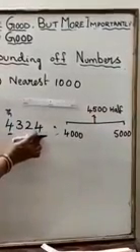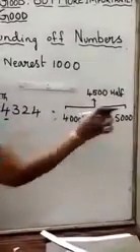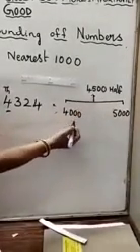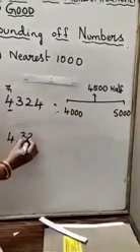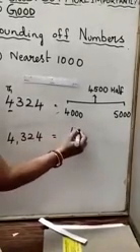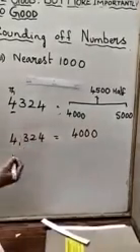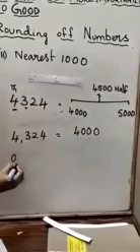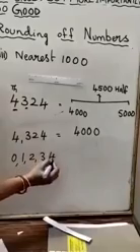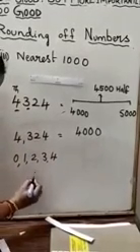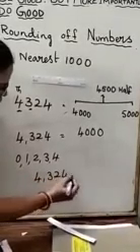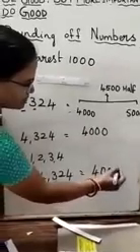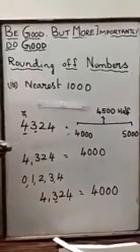So 4324. This number lies between 4000 and 5000. Now we have to check whether this number is less than half or more than half. This is less than half. Therefore, 4324 is rounded to 4000 because it is less than half. What is another method we have? Here you have to round off to 1000. So you have to check your hundreds digit. If your hundreds digit is 0, 1, 2, 3, 4, then you round down. 4324: your hundreds place is 3. So you round off to 4000. So this is called rounding off to the nearest 1000.